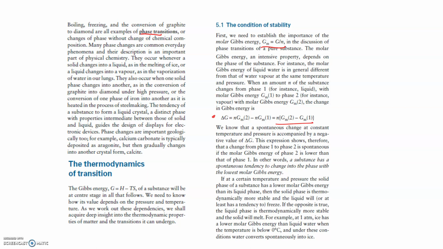We know that a spontaneous change at constant temperature and pressure is accompanied by a negative value of delta G. We've seen this before. This expression shows, therefore, that a change from phase 1 to 2 is spontaneous if the molar Gibbs energy of phase 2 is lower than that of phase 1. In other words, a substance has a spontaneous tendency to change into the phase with the lowest molar Gibbs energy.